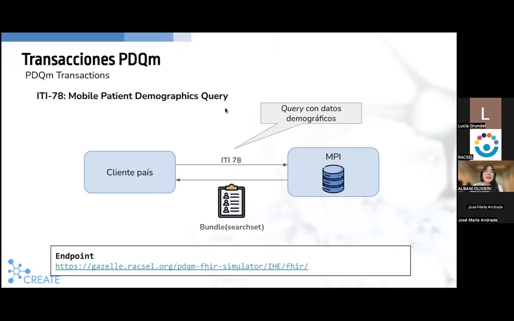And the MPI will give me a list of patients. Technically, it will be a search set bundle, which will show us a set of patient resources. The endpoint for using this transaction is the one I placed here on the slide.